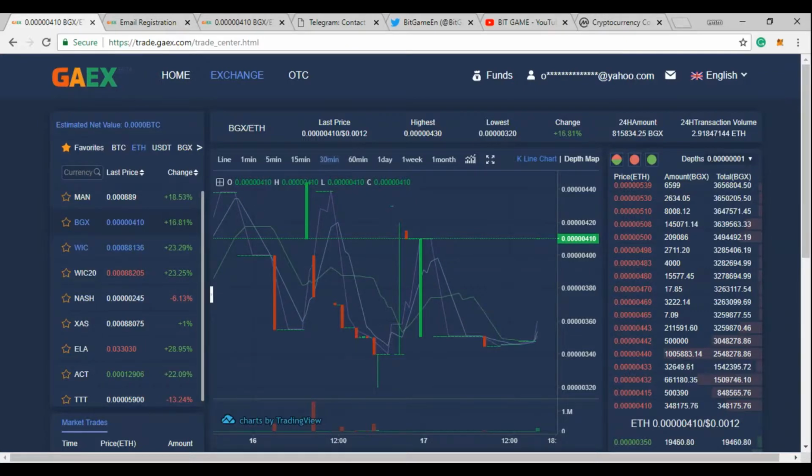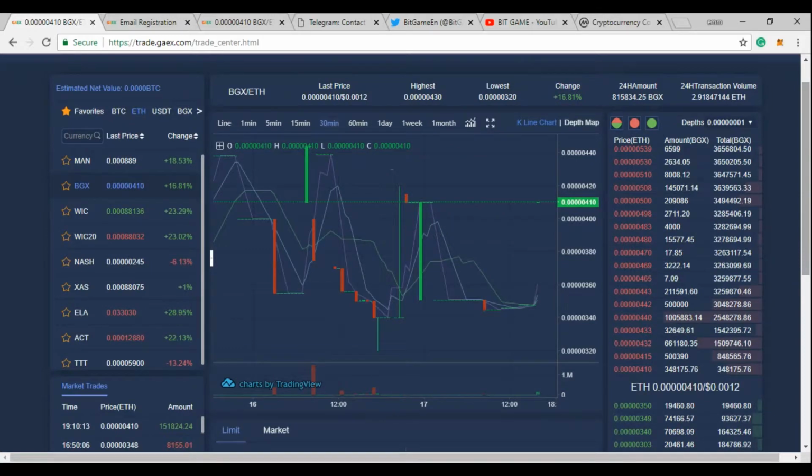So let's assume we want to buy BGX. Now let me talk about BGX. BGX is the exchange token for this exchange, Gaex Exchange. So if you have BGX, you can use it to trade. In fact, you can see here, once you click on it, there are cryptocurrencies you can trade with BGX.